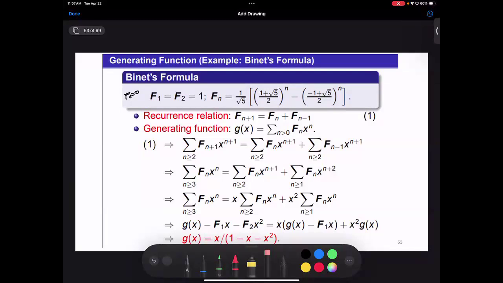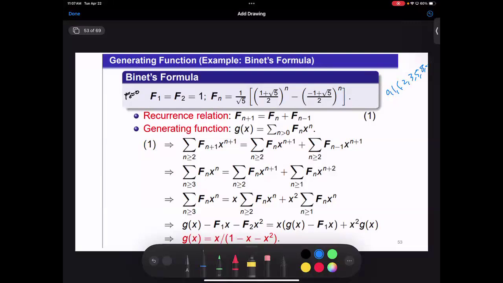The numbers are going to just be 0, 1, 1, 2, 3, 5, 8, ... But it might be hard to extract what they are. I can't just tell you what the 100th Fibonacci number is without calculating all the stuff beforehand. Binet's formula allows me to jump to anywhere I want.